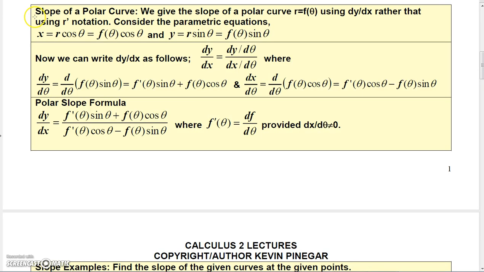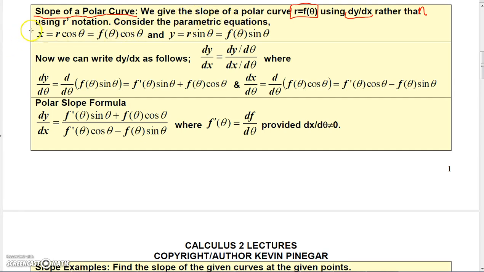So there you can see it satisfies that if (r, θ) is on the graph, then (−r, θ) is also on the graph. Okay, so we learned earlier how to find the slope of a graph in Cartesian coordinates. Now let's talk about how to find the slope of a graph in polar coordinates. Now we're going to talk about the slope of a curve in polar coordinates as r equals f(θ). And we're going to use the dy/dx notation rather than r prime notation. So let's consider these parametric equations here.